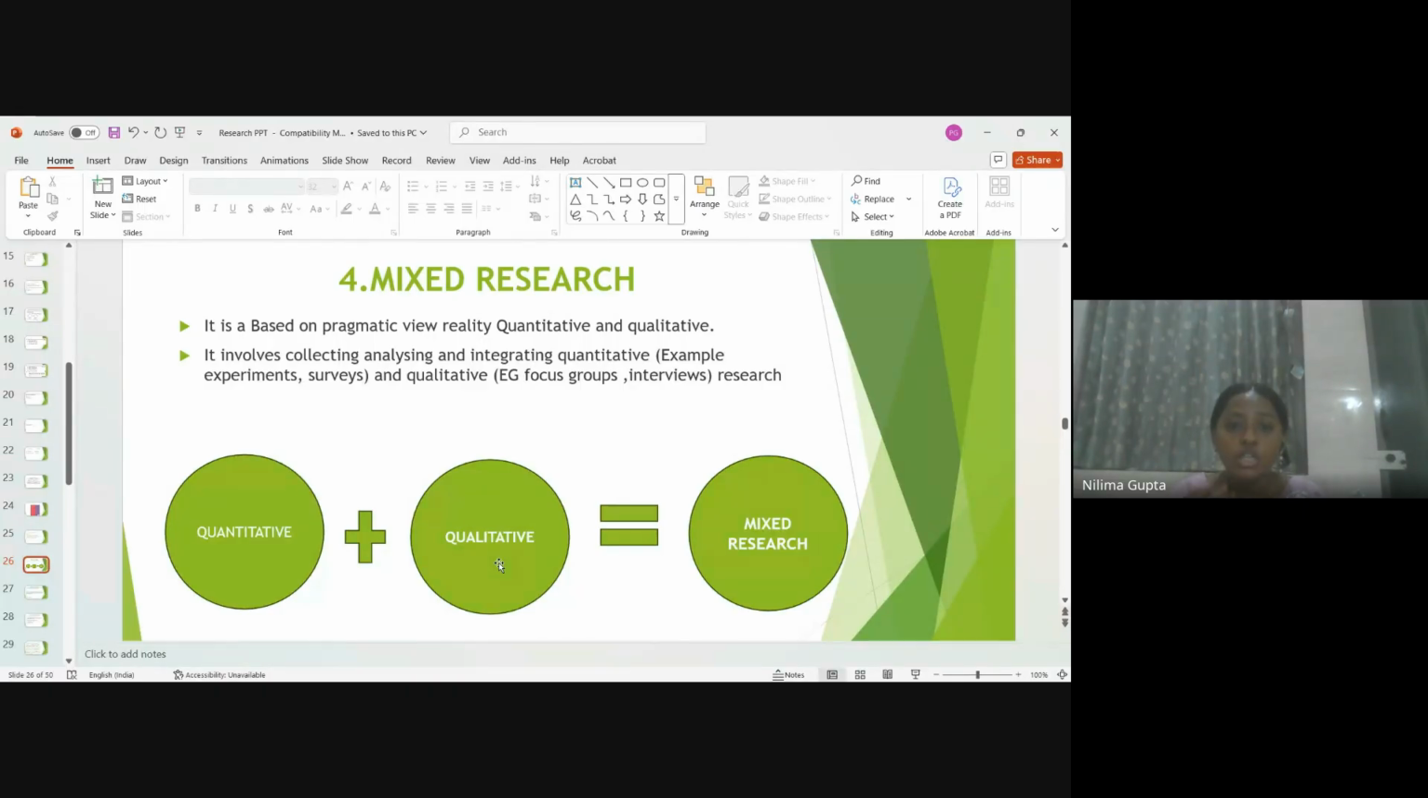Quantitative is talking about numbers. So when we do experiments, surveys and everything, it is quantitative numbers, like how many people we have done a survey on. Qualitative is focusing on people, interviews, groups, and everything. A mixture of both of them is called mixed research.